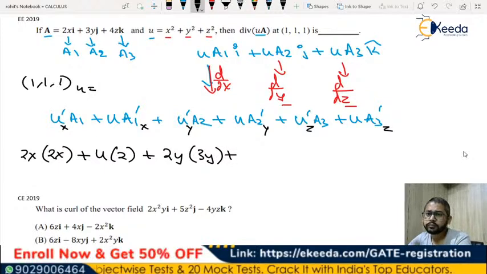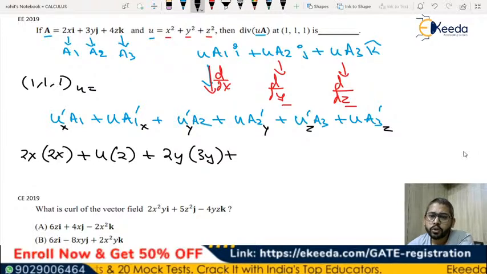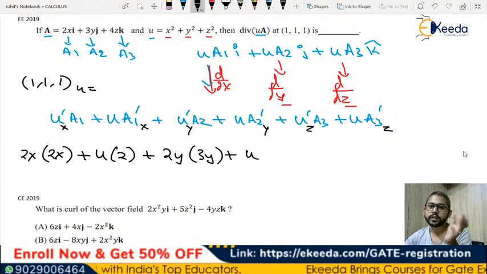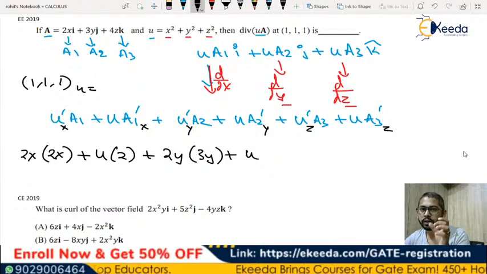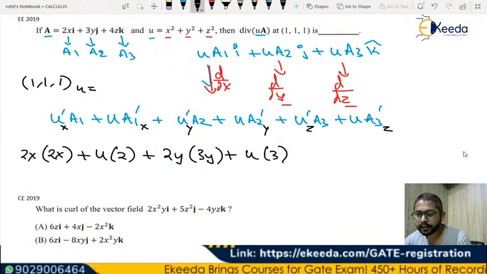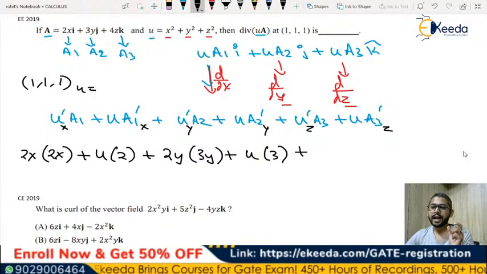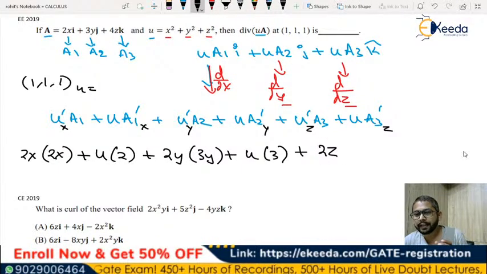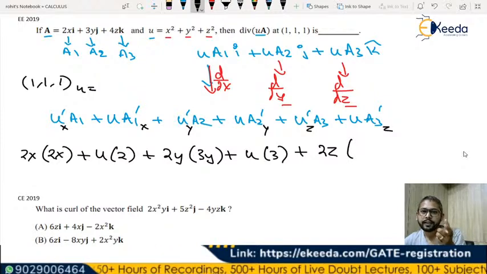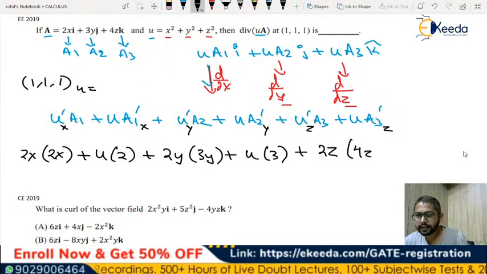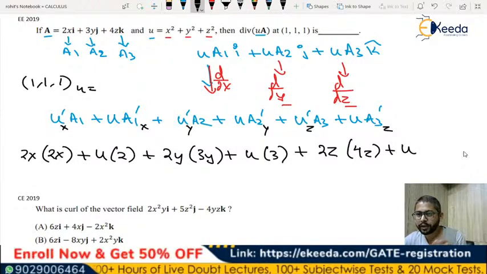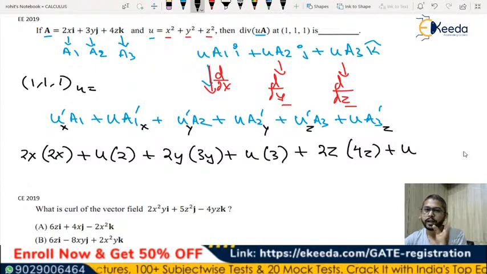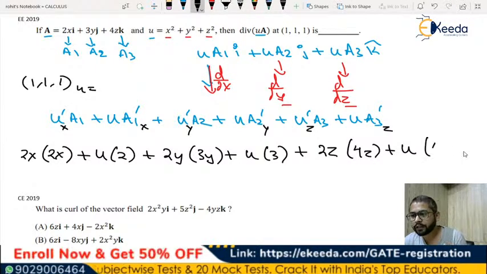Plus u. So what is u? U, keep it like that. Times a2 dash in terms of y. What is a2? A2 is 3y. Differentiated in terms of y will give you 3. Plus u dash z. So what is u dash z? It is going to be 2z into a3. What is a3? A3 is 4z. Plus u, let's write u like that only. And a3 dash. A3 dash is in terms of z. What is a3? A3 is 4z. So it will be 4.